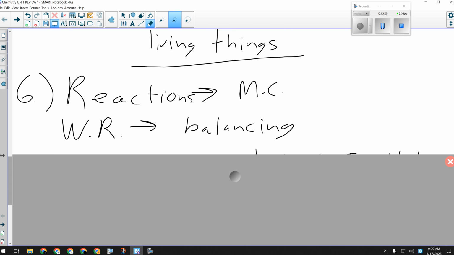This is no longer in the written response. This is now in the numerical response. Okay, balancing. There are 7 reactions that need balancing in the numerical response. Okay? How many people have done numerical response before? Okay, so you're pretty familiar with that.